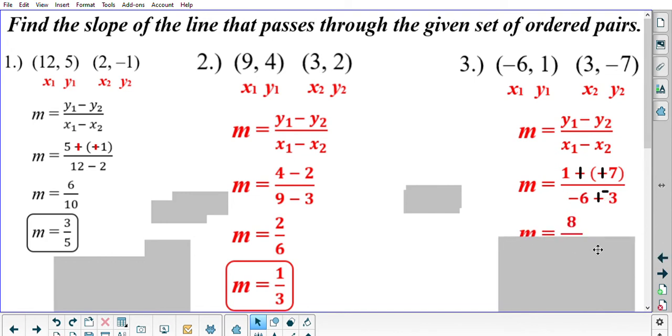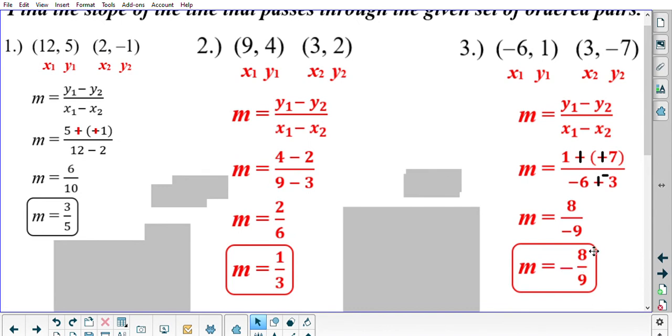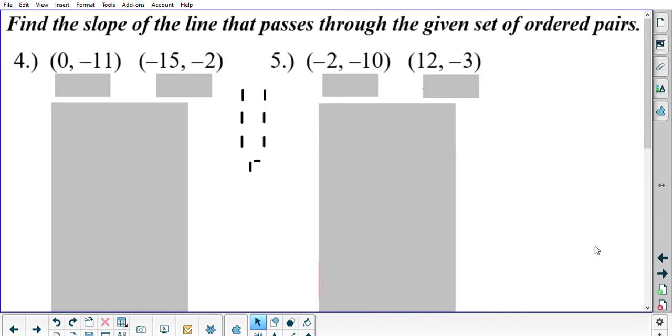And so that's going to give you +8 over -9. You might recall I said earlier in this lesson that we would rarely ever keep the negative sign in the denominator, so therefore I would recommend just calling it negative 8/9. All right, turning the page. Problem 4 and 5. Hit pause on the video, do these on your own. Then hit play when you're ready for me to go over it.